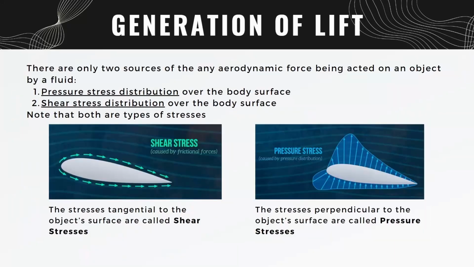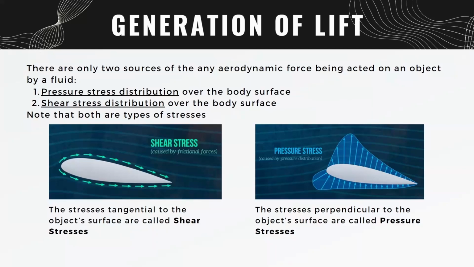Let us first talk about generation of lift, how lift is actually generated. Keep in mind that there are only two sources of any aerodynamic force being acted on an object by a fluid. Here, by aerodynamic forces, we are talking about lift or drag. One is pressure stress distribution, and the other is shear stress distribution. Both of these forces act on the body's surface.